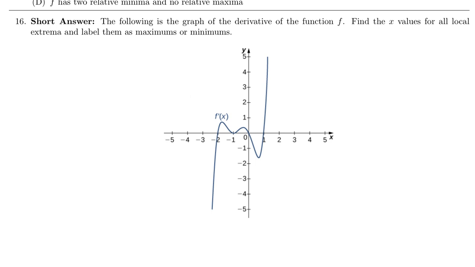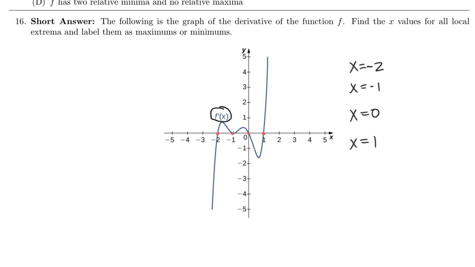And 16, they give you the graph of the derivative. Again, it's f prime of x. And we're going to find where the local maxes and mins are for the original function f. It's always possible for them to happen when our derivative is 0. So just 4 possibilities: x equals -2, x equals -1, x equals 0, and x equals 1.